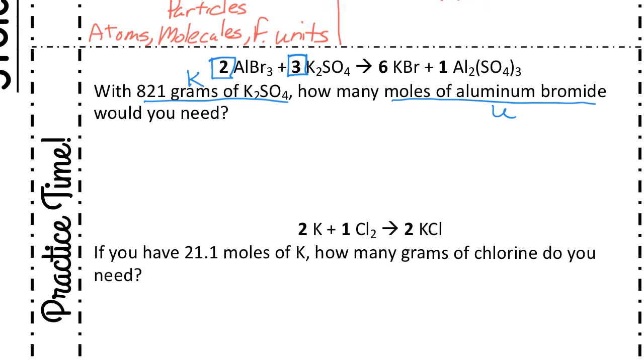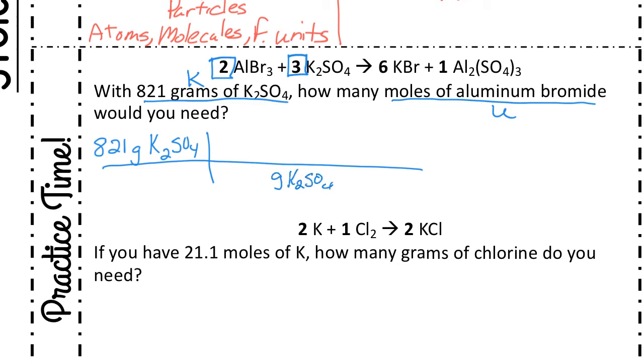Now, like any other factor label problem, I'm going to start with my known, 821 grams. And this time I'm going to be sure that I write down my formula, because it's important that I know that I'm talking about grams of K2SO4. So I'm ready for my next conversion factor. Well, if I have grams of K2SO4 on the top, I'm going to need grams of K2SO4 on the bottom.